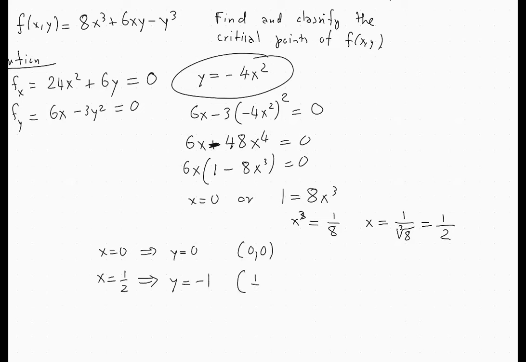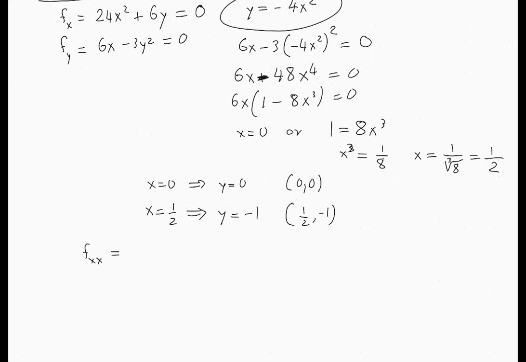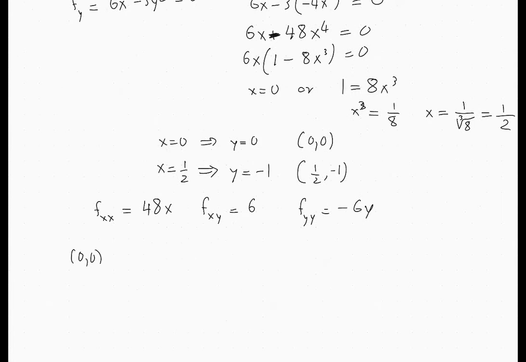And now we want to apply the second derivative test. So we find the second partial derivatives. So f sub xx is going to be 48x, and f sub xy is going to be 6, a constant function. F sub yy is going to be minus 6y. So start with (0, 0), and compute the determinant: f xx at (0, 0), f xy at (0, 0), f xy at (0, 0), f yy at (0, 0).